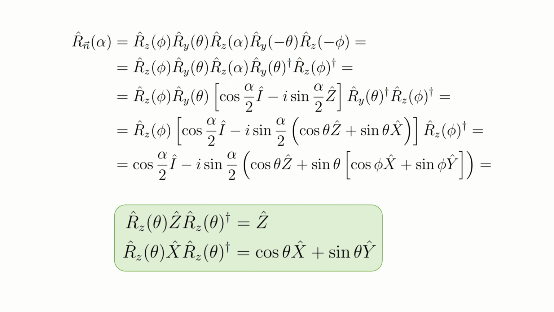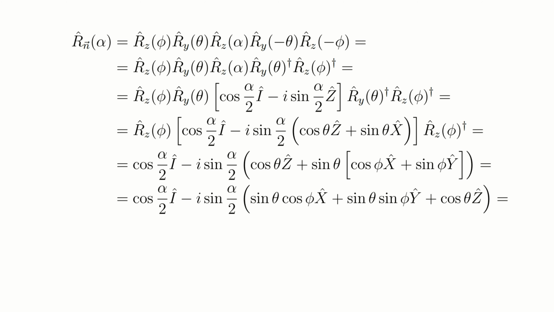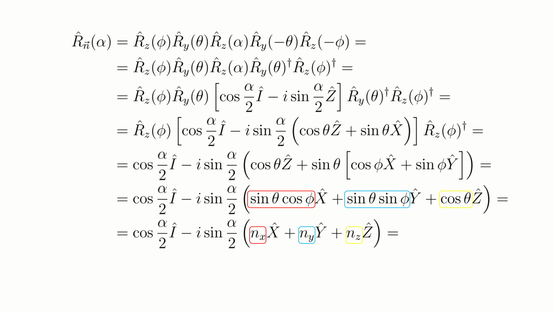Then, using the equations we got in the previous video, we remove the outer shell consisting of Rz operators. Finally, we group the terms around Pauli matrices. In front of each Pauli operator, we have the components of vector n in spherical coordinates. Thus, we can rewrite the expression in a compact form.